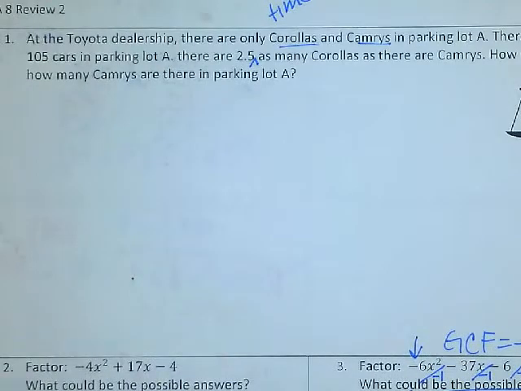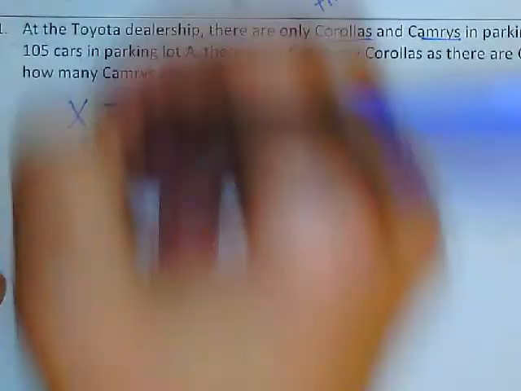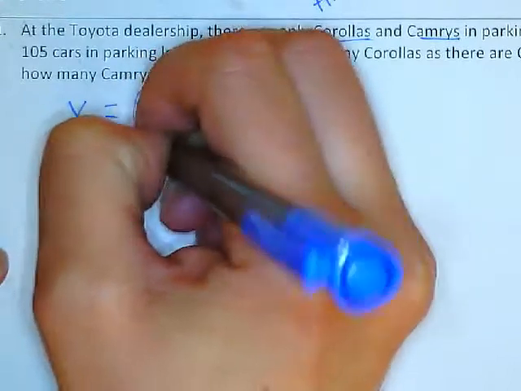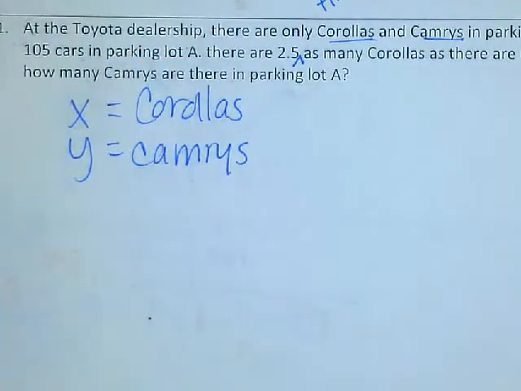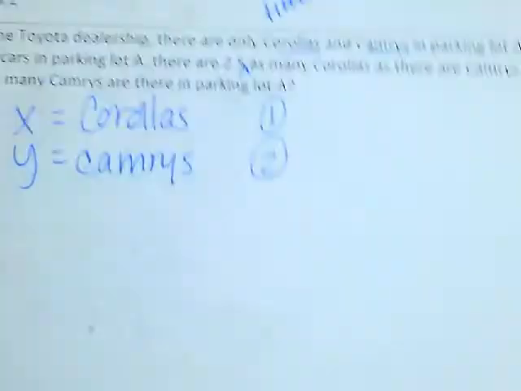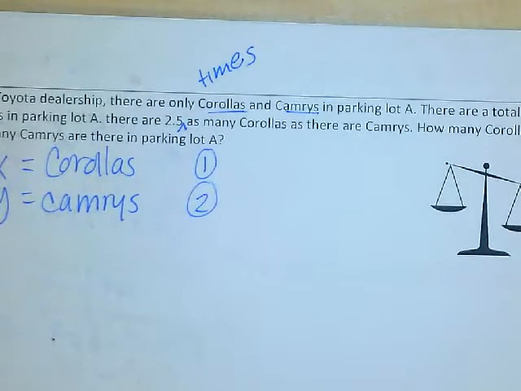So now I know I'm looking for two things, Corollas and Camrys. So I'm going to designate my variables. Okay, so X would be Corollas and Y would be Camrys. Okay, so now I know which one's which. I know I'm going to have two equations, equation 1, equation 2. And here I have a balance to figure things out if I needed to.